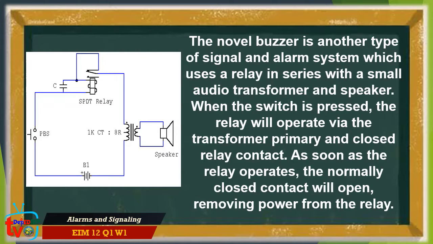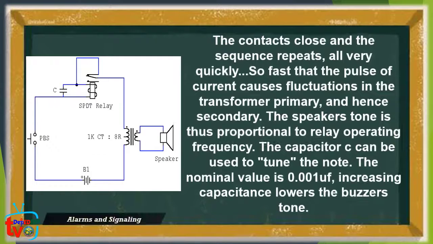The novel buzzer is another type of signal and alarm system which uses a relay in series with a small audio transformer and speaker. When the switch is pressed, the relay will operate by the transformer primary and closed relay contact. As soon as the relay operates, the normally closed contact will open, removing power from the relay. The contacts close and the sequence repeats, all very quickly, so fast that the pulse of current causes fluctuations in the transformer primary and hence secondary.